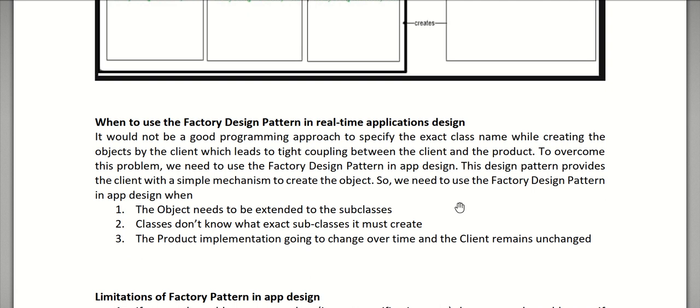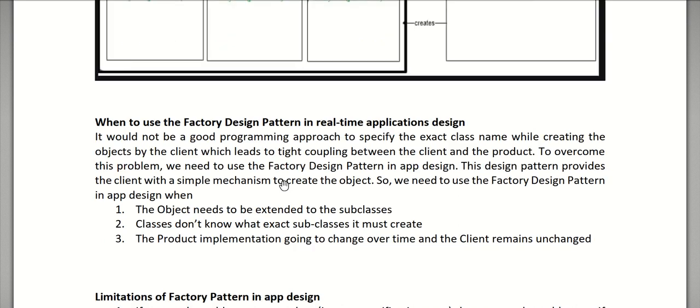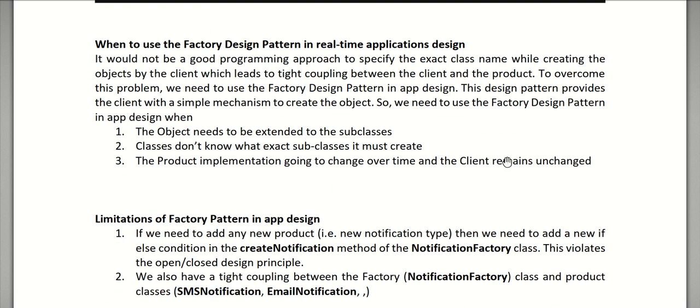To overcome this problem, we need to use factory design pattern in app design. This design pattern provides the client with a simple mechanism to create the object. So we need to use the factory design pattern when the objects need to be extended to subclasses. You are pretty much sure that you have a class of objects which basically extend from a base interface or from a base class. There is some generic feature which can be encapsulated in your base class or interface, and then there will be specialization by the various subclasses.